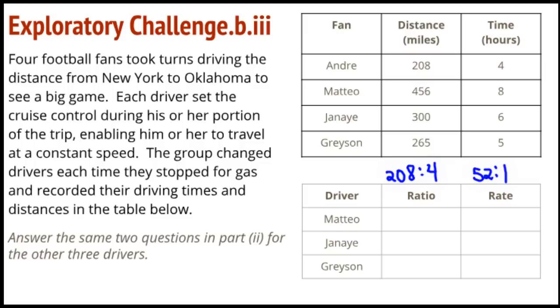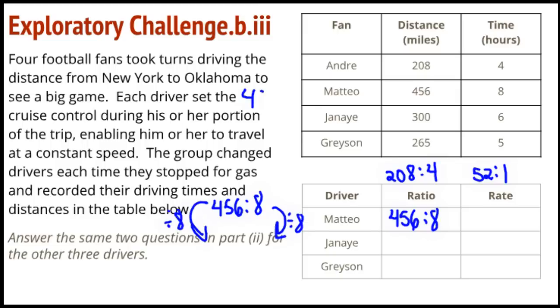So Mateo has a ratio of 456 to 8, and I need to do some scaling here. 456 to 8. Going to divide by 8 and scale this down. 456 divided by 8. 5 times 8 is 40. 56. All right, so he's got 57 to 1.